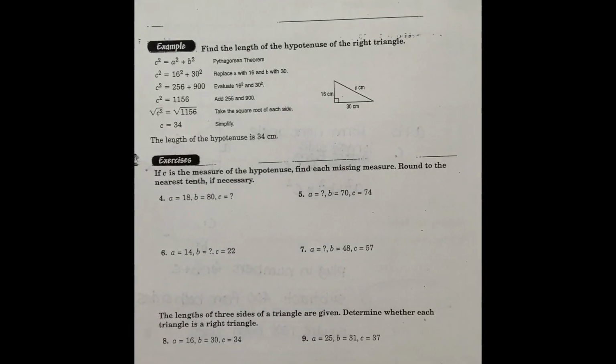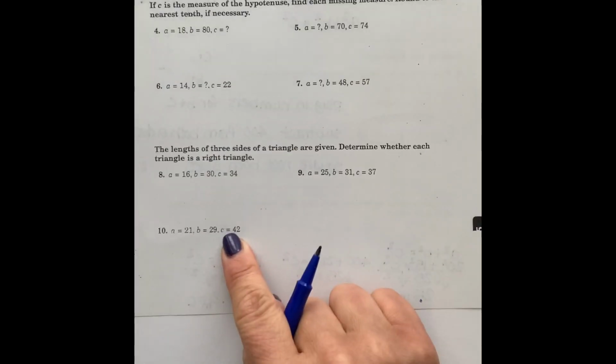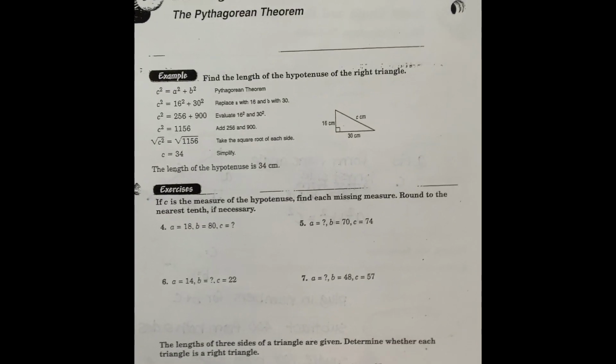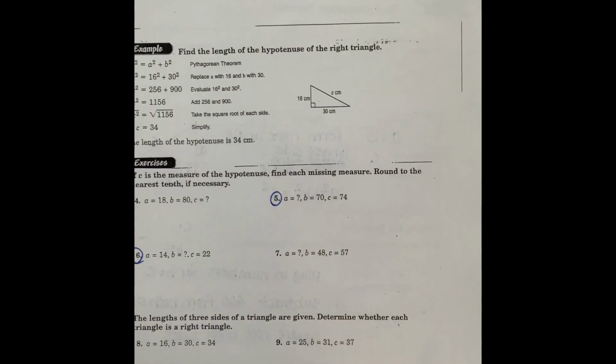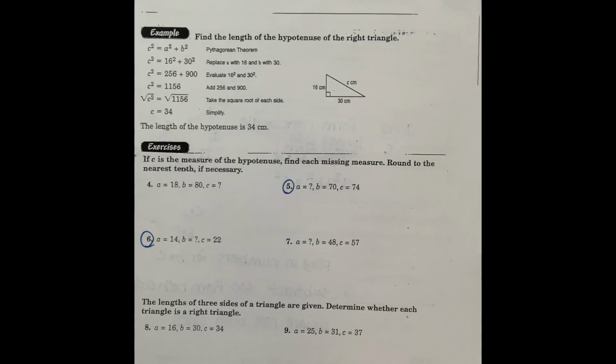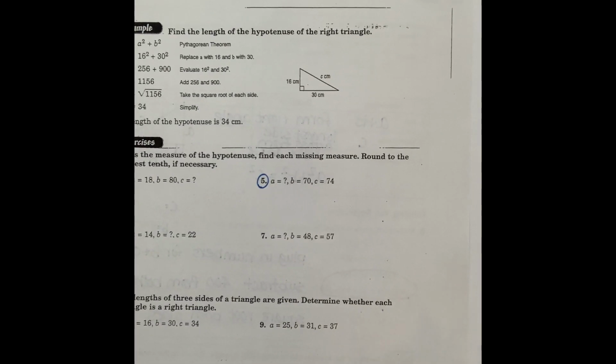Okay. Now on the back side, what we're going to do is find A and B, and then decide if, given 3 measurements, if it's a right triangle or not. So let's do 5 and 6. So we'll do 5 together, and whether it's A or B, you're going to do them the same way. So we'll do 5 together, and 6 would be one I'd want you to pause and try it on your own, okay?